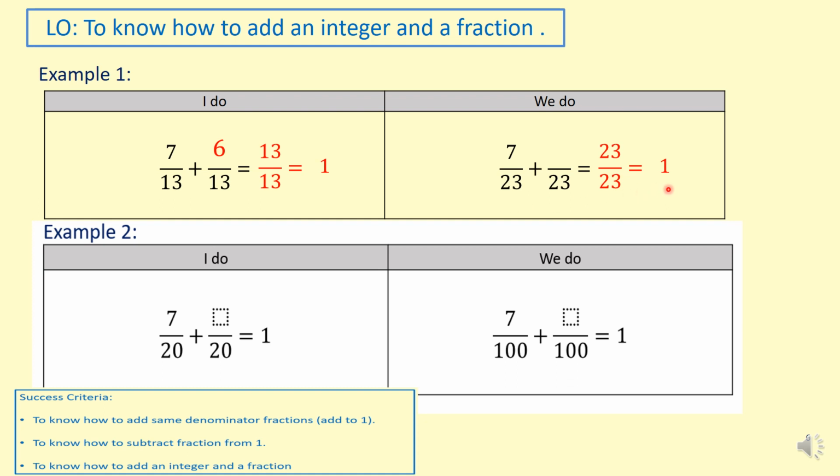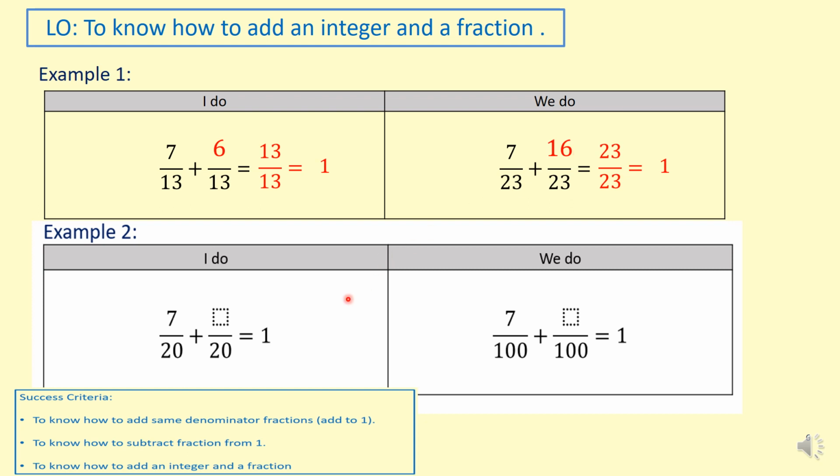That's still part of the question. Now, what number do I need to add to 7 to get to 23? 7 add what gives you 23? Add 16. So that missing number was 16.